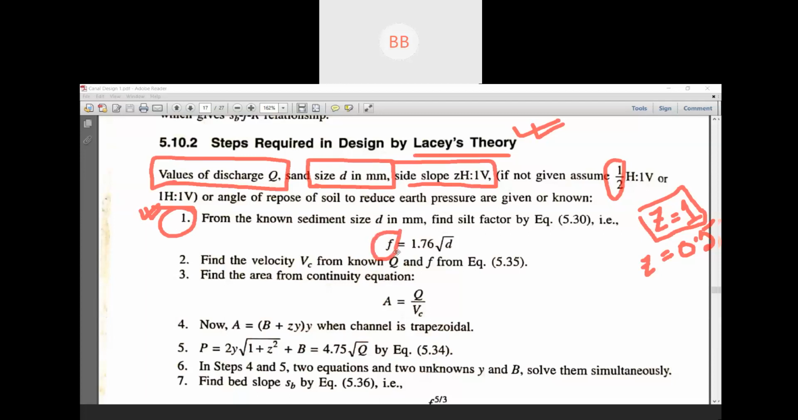The silt factor is nothing but 1.76 root over D, and this D is nothing but your size of the bed material in mm. You have to substitute this value in mm. Otherwise, if you substitute the value in centimeter or meter, you are going to get a wrong answer. So it's always suggested to put this value in mm. If in the question your sediment size is not in mm, then you have to convert into mm, and then substitute here.